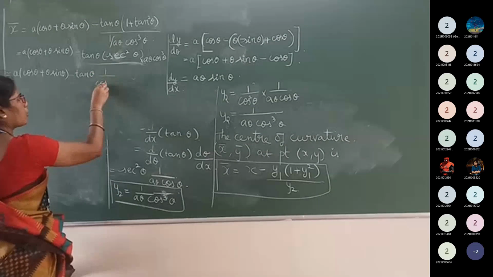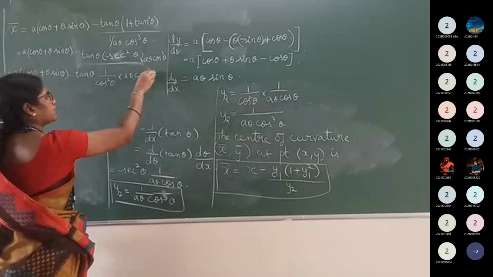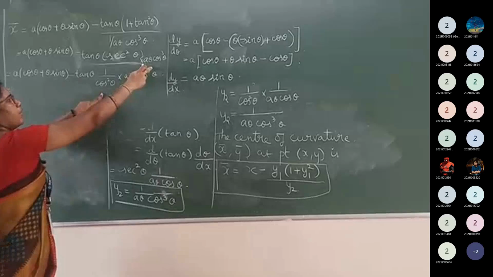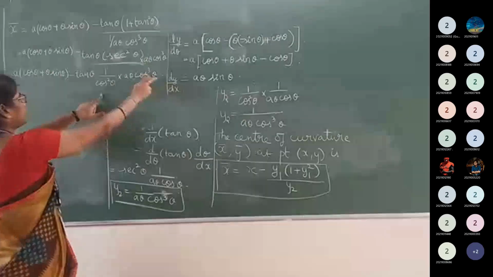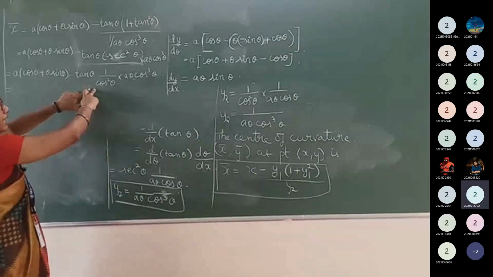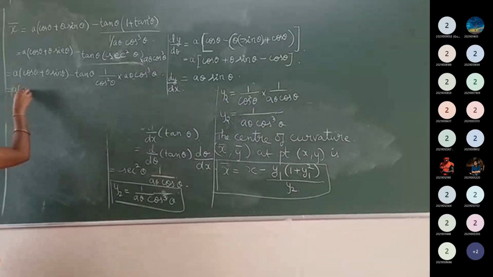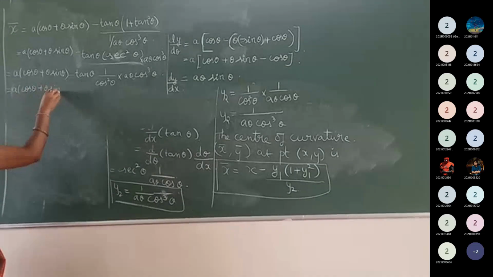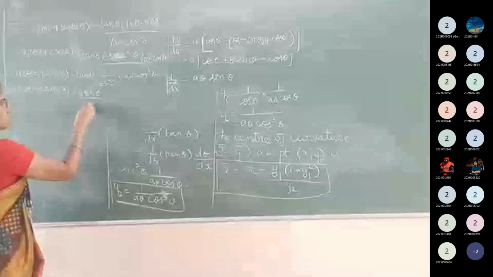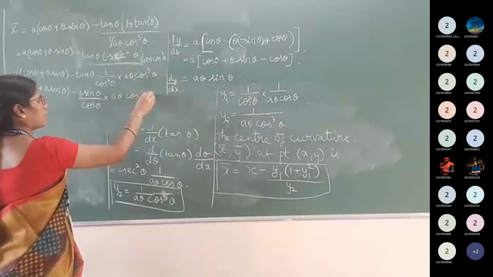One by cos squared theta into a theta cos cube theta. So, you can simplify this. Here you have one a theta cos theta, then tan theta can be written as sin by cos. Sin theta again by cos, you can cancel that. So a into cos theta plus theta sin theta minus sin theta by cos theta. We have here a theta cos theta.